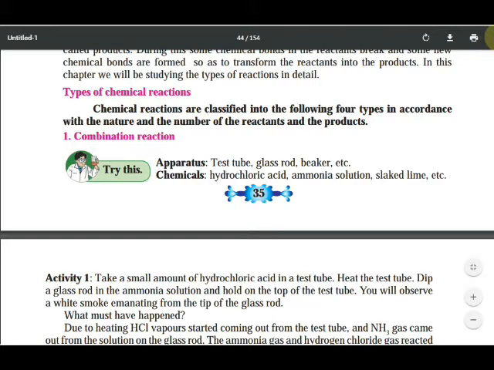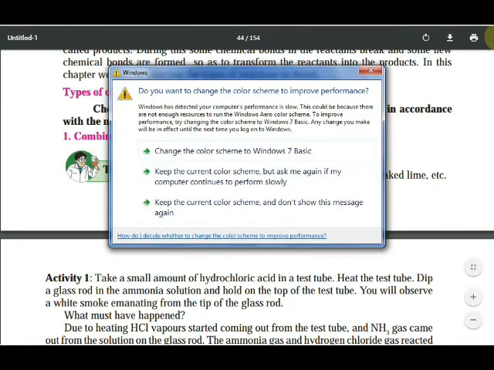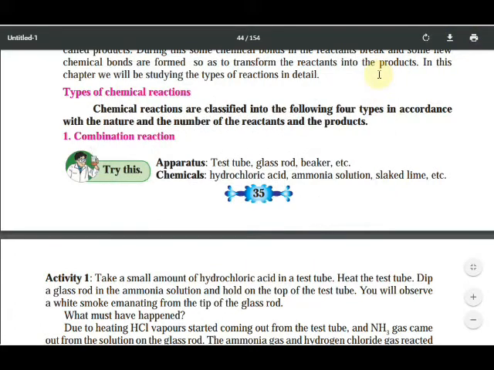Test tube, glass rod, beaker are the apparatus taken for the activity. Chemicals: hydrochloric acid, ammonia solution and slaked lime, etc. are given. What will be activity 1? Take a small amount of hydrochloric acid in the test tube, heat the test tube, dip a glass rod in the ammonia solution, and hold the top of the test tube. You will observe a white smoke emanating from the tip of the glass rod.